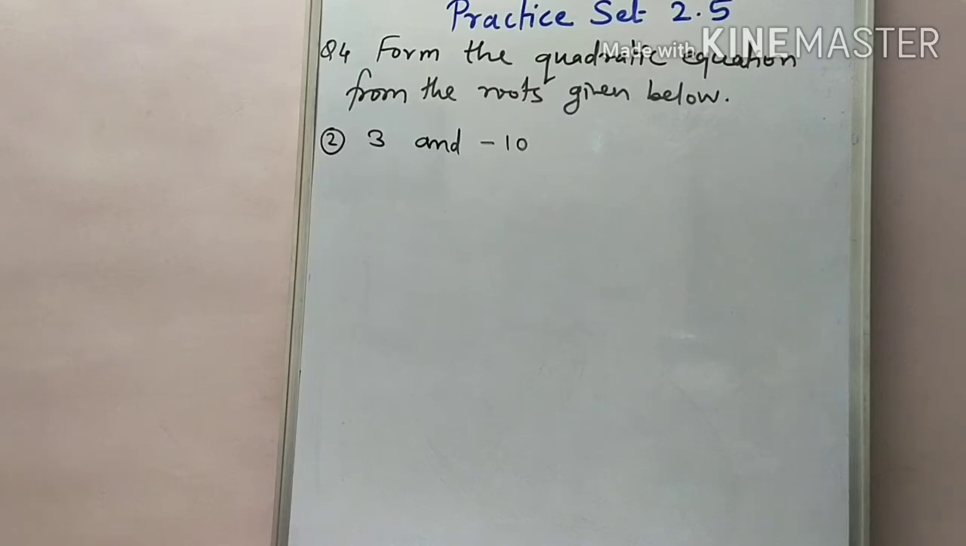fourth question is, form the quadratic equation from the roots given below. Second example of the fourth question, 3 and minus 10 are what? Roots of the equation. Okay, so what we do here, the roots of the equation we consider first as alpha and beta, means alpha we take as 3 and beta as minus 10, and using the general form in terms of the roots we write down the quadratic equation. So pay attention here students.